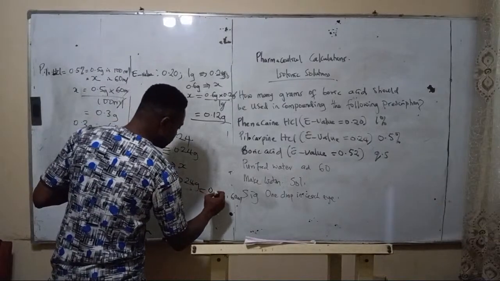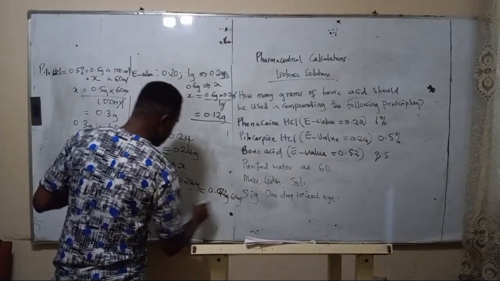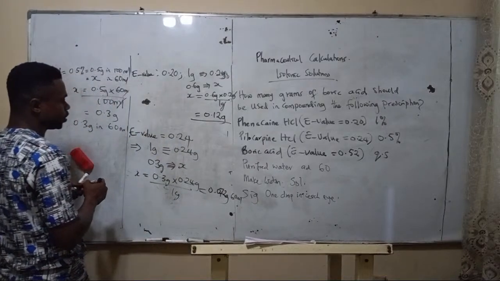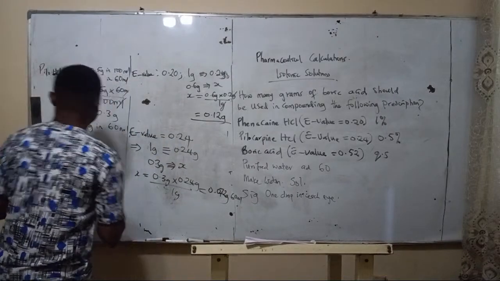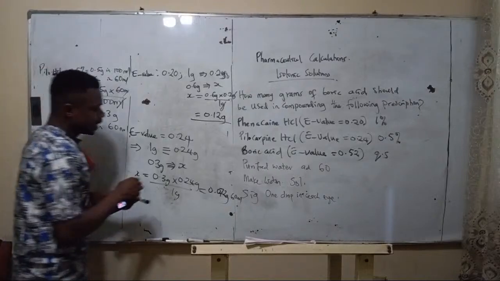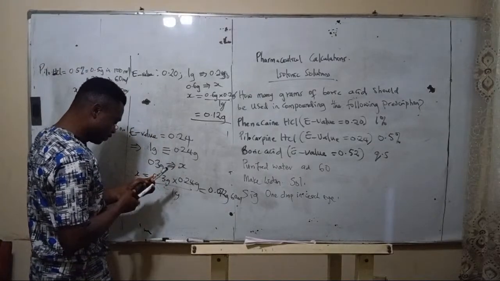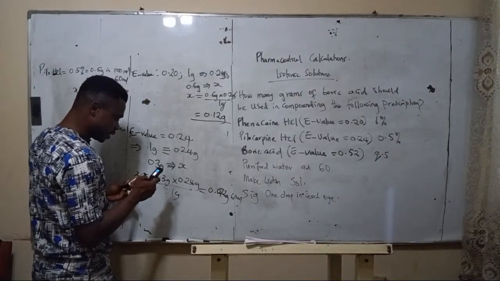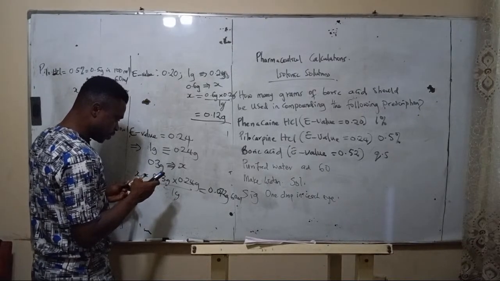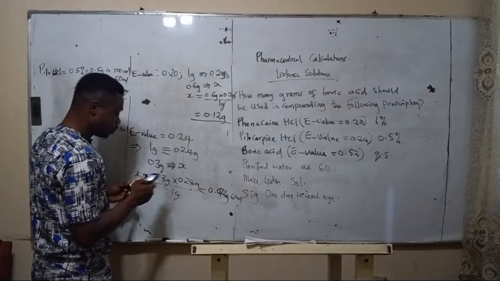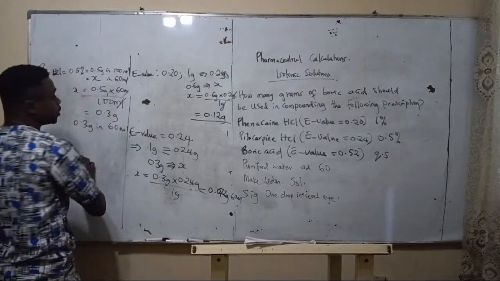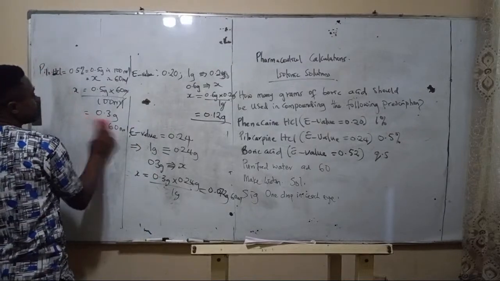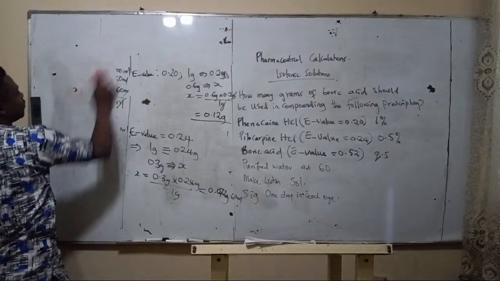So we have 0.3 times 0.24, which is 0.072 gram. Let me confirm again to avoid errors. 0.3 times 0.24 is 0.072 gram, correct. Let me clear here, please. We are done with this side.